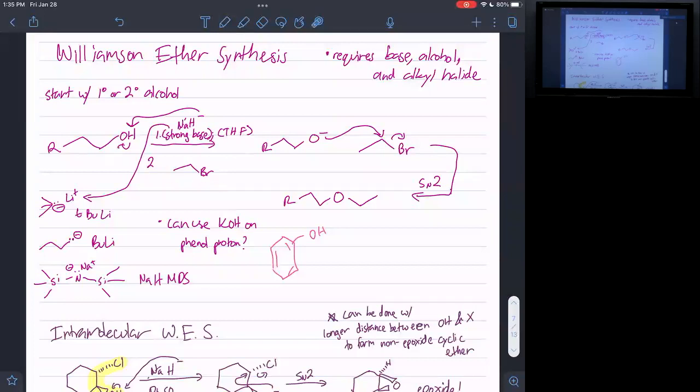And we deal with that by giving it an alkyl halide. So once you give a good nucleophile like an alkoxide an alkyl halide, the oxygen is going to go ahead and do an SN2 reaction. So here it attacks this carbon from the back, and then the bromine leaves, SN2 reaction, and then we get an ether. That's literally it.